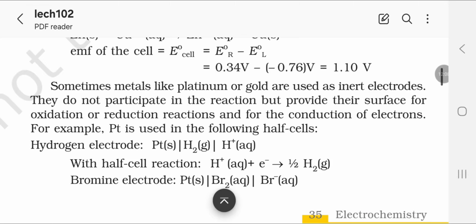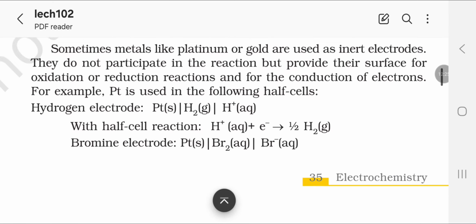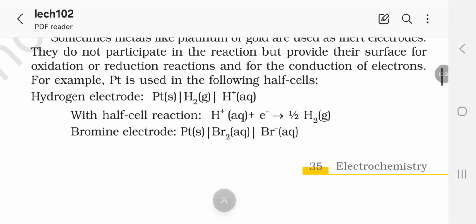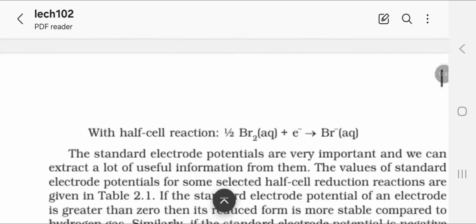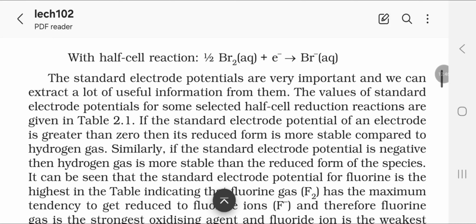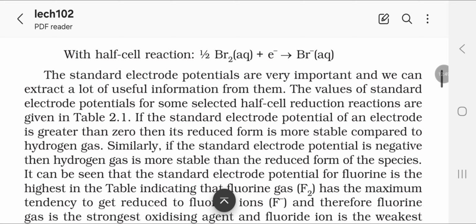Sometimes metals like platinum or gold are used as inert electrodes. They do not participate in the reaction but provide their surface for oxidation or reduction reactions and for the conduction of electrons. For example, platinum is used in the following half cells: hydrogen electrode, Pt, H2 and H+, with half cell reaction H+ plus electron gives half H2. Bromine electrode, Pt, Br2 aqueous, Br- aqueous, with half cell reaction half Br2 aqueous plus electron gives Br-.